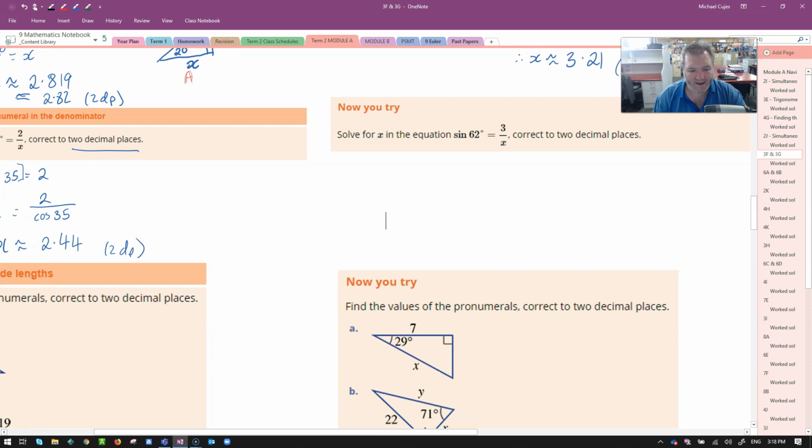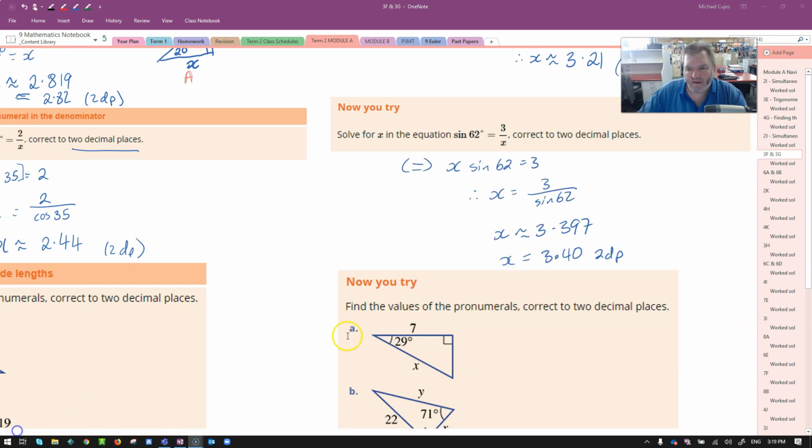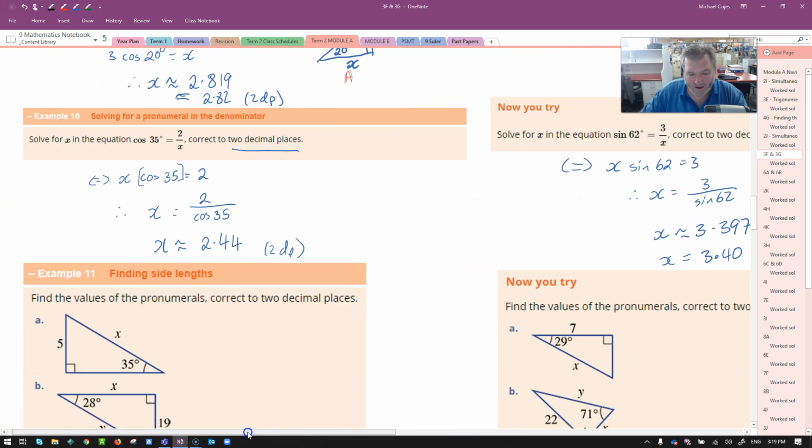There's one for you to try. Again, pause the video, give it a go now. And there we have it. You get x is approximately equal to 3.397, rounding that to 2 decimal places. 7 is going to make the 9 go up, which is going to make the 3 go up, so you're going to get 3.40 to 2 decimal places. Hopefully you were A-OK with that.